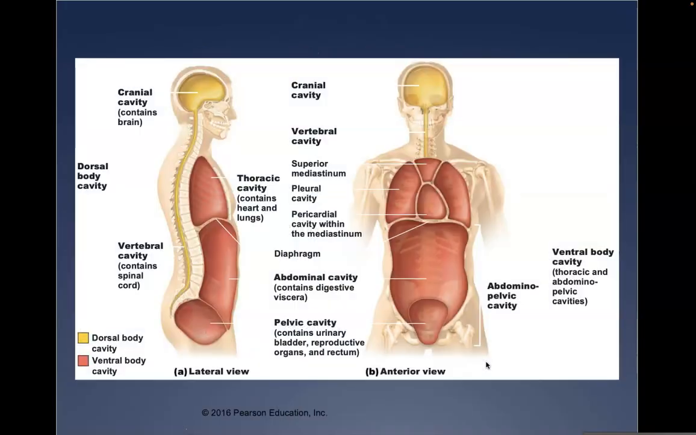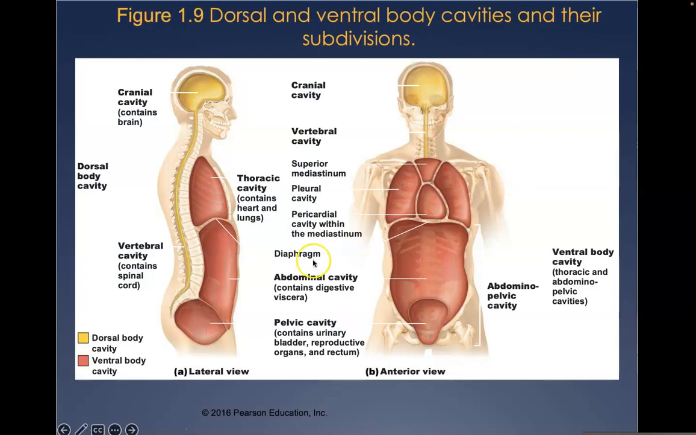When we look at our body cavities, first we can break them up into the dorsal body cavities. See, I told you, here's where they flip-flop, right? They don't always use posterior. In this case, they use the dorsal body cavities, and the dorsal body cavities are going to be towards the back. So the dorsal body cavities are in yellow here, and then the ventral body cavities are going to be all towards the front, in red here.